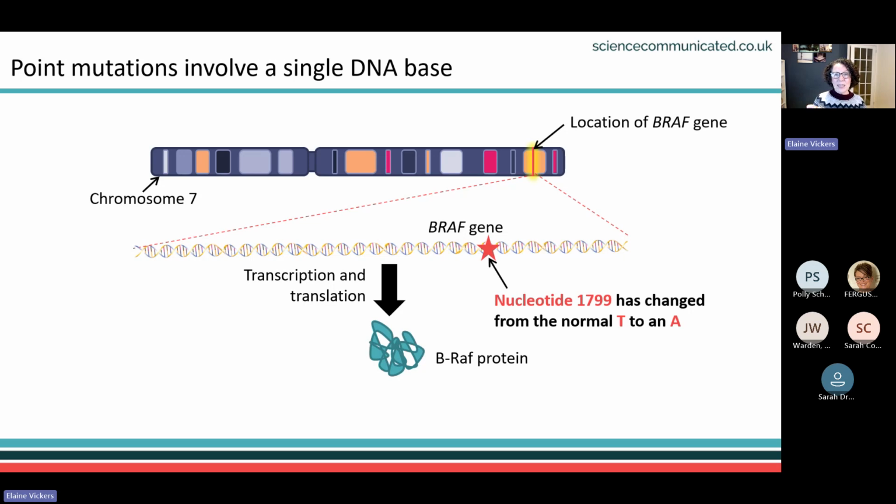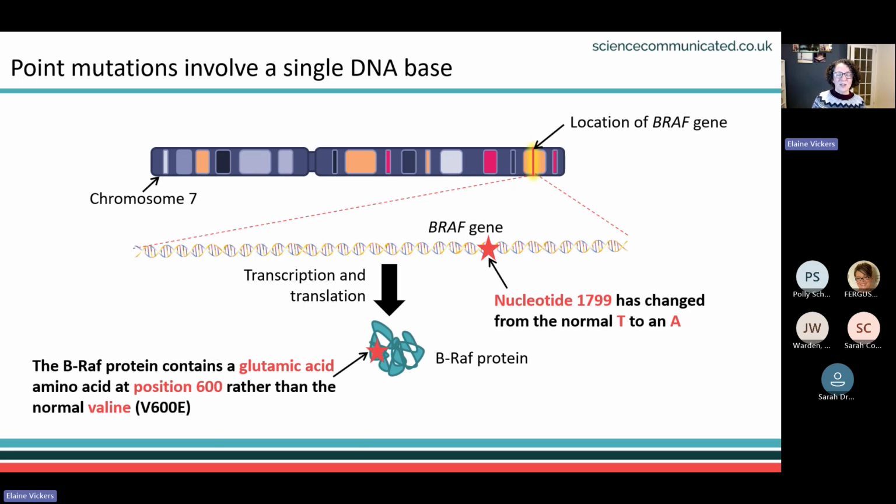And just occasionally, even a single base change, in this case from a T to an A, causing a single amino acid to be altered in the protein made from that gene. And in this case, rather than the normal valine amino acid, you get a glutamic acid amino acid being put in place. And this forces the normal BRAF protein to become a hyperactive, cancer-causing version of the BRAF protein.